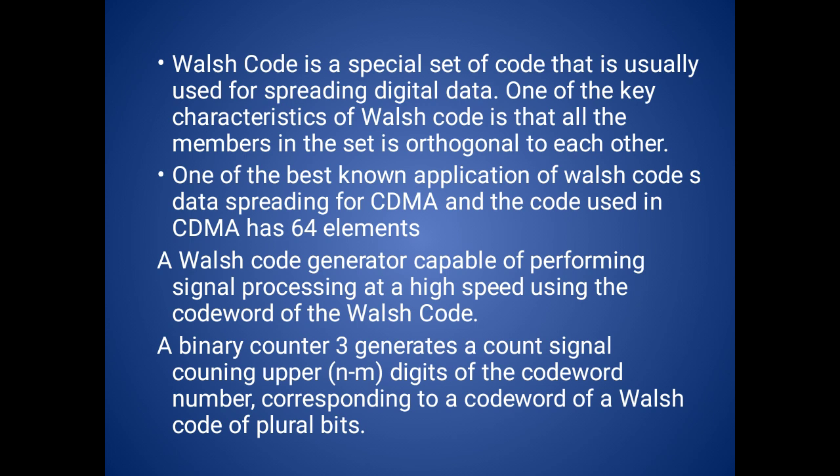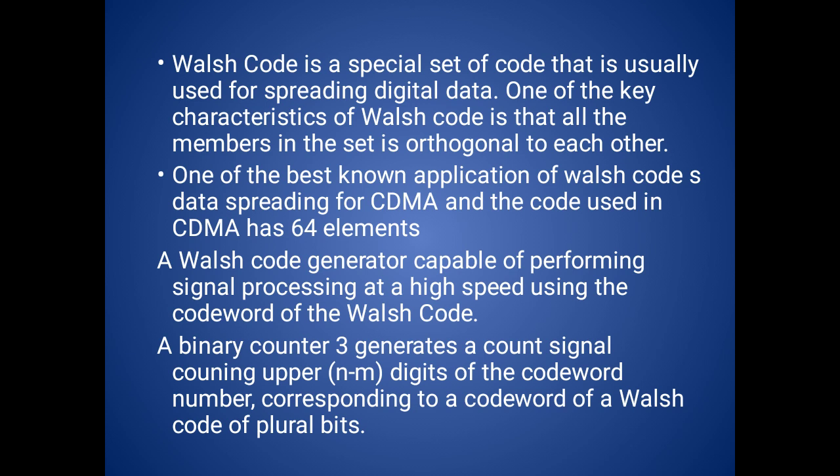Walsh code is a special set of code that is usually used for spreading digital data. Please underline the words digital data. One of the key characteristics of Walsh code is that all the members in the set are orthogonal to each other, perpendicular to each other. One of the best known applications of Walsh code is data spreading for CDMA, and the code is used in CDMA as 64 elements. A Walsh code generator is capable of performing signal processing at a very high speed using the codewords of Walsh code.